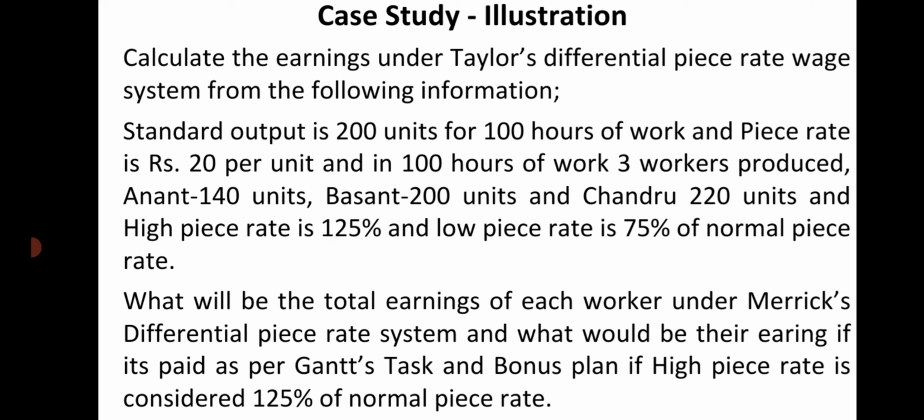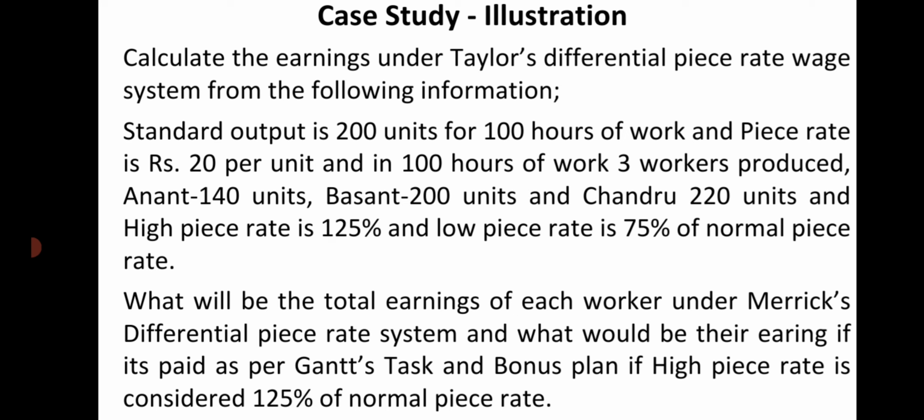Calculate the earnings under Taylor's differential piece rate system from the following information. Standard output is 200 units for 100 hours of work, and piece rate is 20 per unit. In 100 hours of work, three workers produce: Anand 140 units, Basant 200 units, Chandru 220 units. High piece rate is 125% of the normal piece rate, and low piece rate is 75% of the normal piece rate. What will be their earnings under Merrick's differential plan and Gantt's task bonus plan if high piece rate is considered 125% of the normal piece rate? Everything is given.